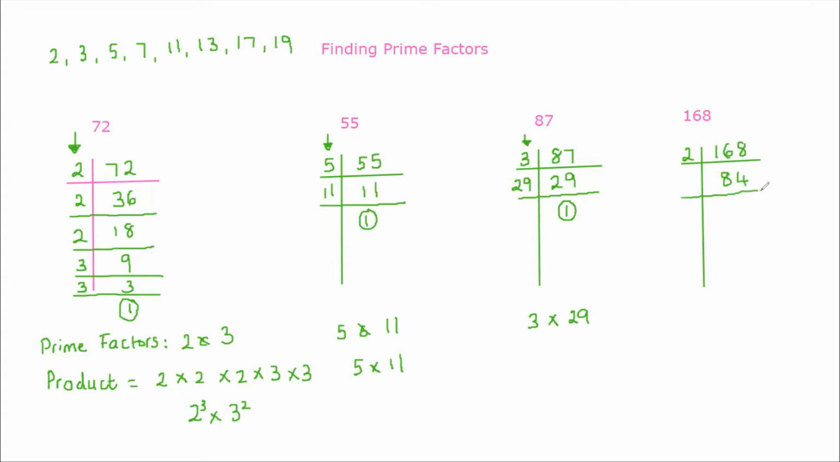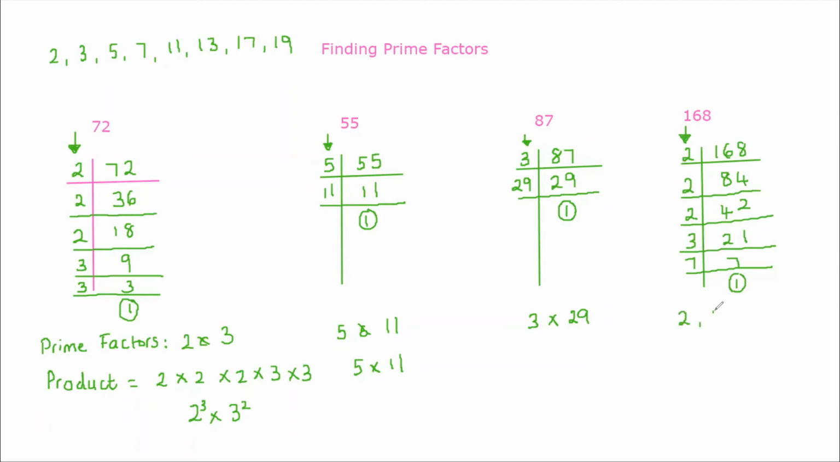Now the smallest prime number that will go into 84 again will be 2, so we can divide by 2, and 84 divided by 2 will be 42. The smallest prime number that will go into 42 again will be 2, and that would give us 21. The smallest prime number that will go into 21 is 3, and 21 divided by 3 will give us 7. And the smallest prime number that will go into 7 is 7, because 7 itself is prime, and that will give us 1.